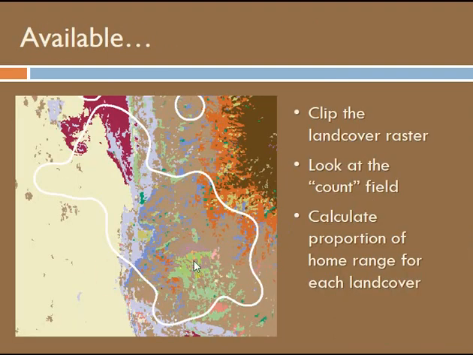Okay, so just one more time. What's available to the animal? Take the home range and we're going to clip the land cover raster. And then we're going to go in and look at the count field. Remember, with rasters, what we get is a count. So let's say whatever this tan thing is, maybe it's playa. Maybe there's 20 out of 100 cells in this land cover that are in playa. We're going to look at that count field and calculate a proportion of the total.